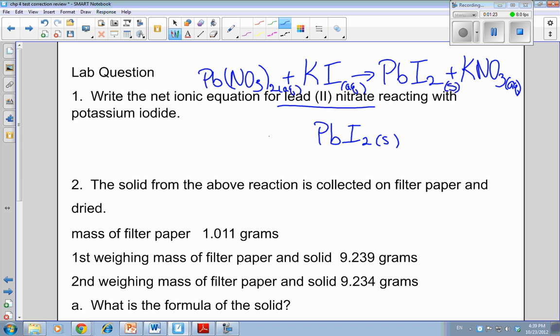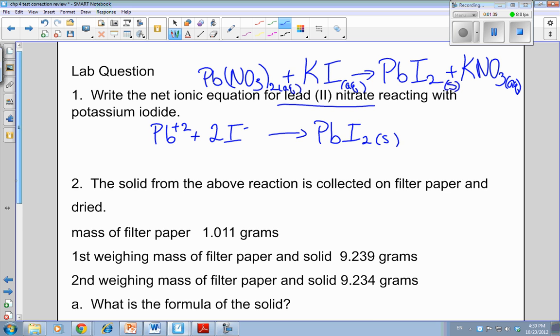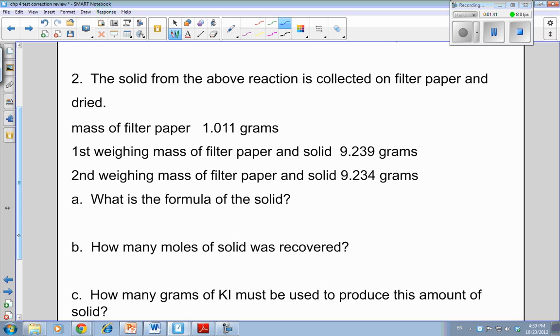And I'm going to write the ions that had to come together to create that solid. So some lead, and because there's a 2 on the iodine, there's going to have to be 2 I-1s. So that's the net ionic equation. And so that actually helps me answer a question further down that says, what is the formula of the solid? Well, that's the PbI2.